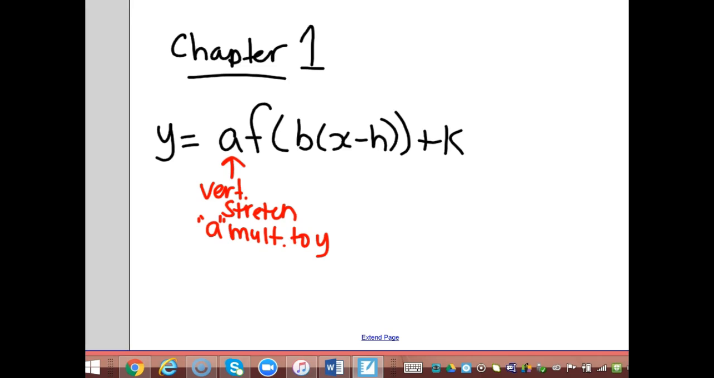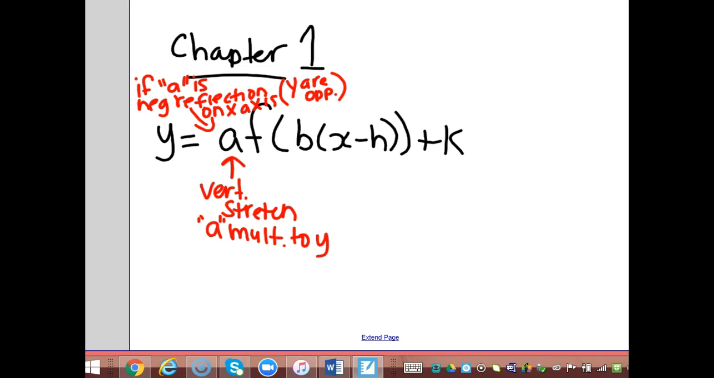Okay, and we also have to remember that if there's a negative in front of A, that means there is a reflection. So if A is negative, it's a reflection on the x-axis. Meaning the x-axis is the mirror, but all your y's turn to the opposite sign. So if it was a -3 before, it turns into a 3.